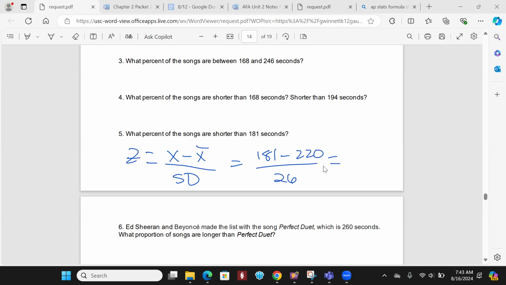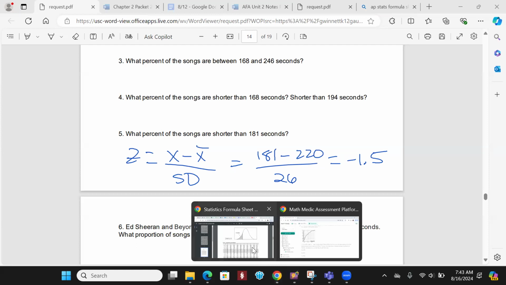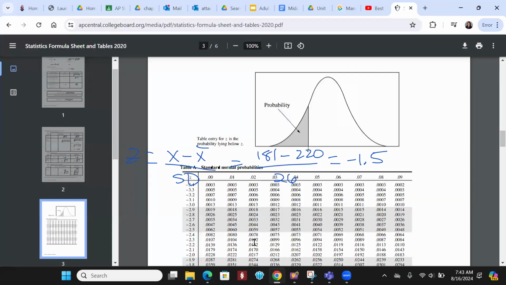Okay, what'd you get for this? Try again. 181 minus 220 divided by 26. I got negative 1.5. Okay, cool. Make sure you use parentheses in the top. Now, that's a negative, so we're going to go to our table that has negatives on the side. There's a table that has positives and there's a table that has negatives. You're going to go to the negative table.